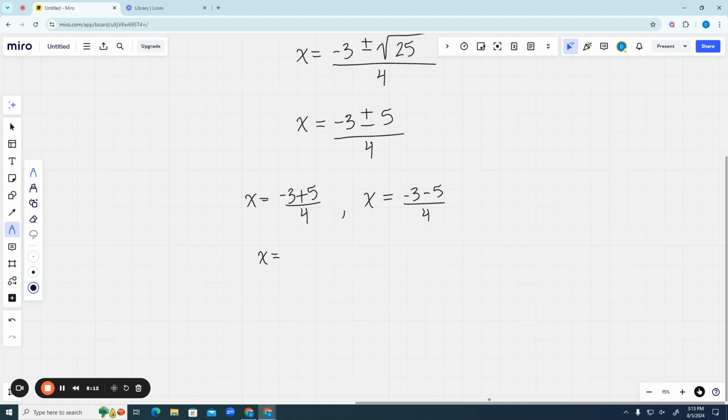Which will give us 2 over 4, and negative 8 over 4. This will simplify to 1/2. And this will simplify to negative 2. So that's our answers for that one.